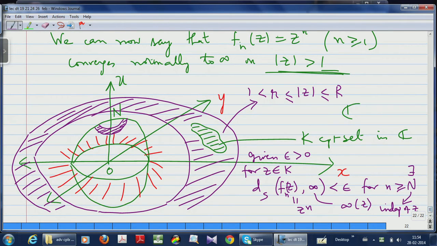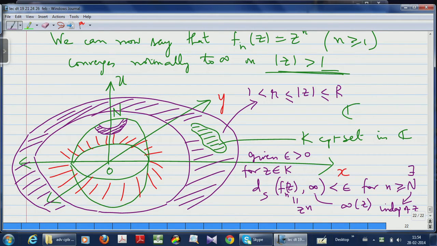And you see, this fact is true. Suppose I give you an epsilon. What is the spherical distance between fn of z and infinity? It is actually the spherical distance between z power n and infinity. And z power n is going to lie where?